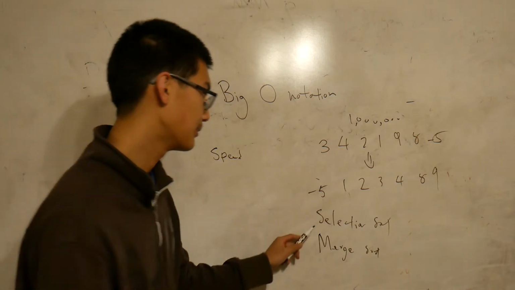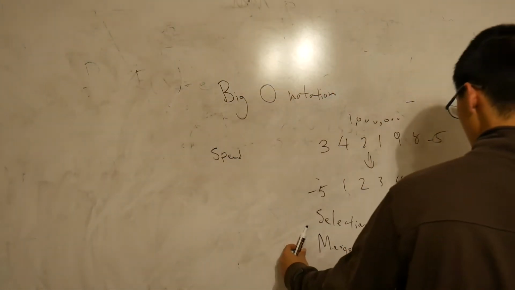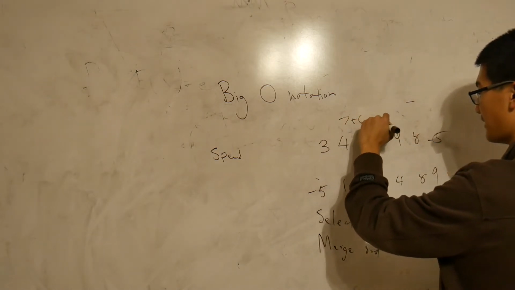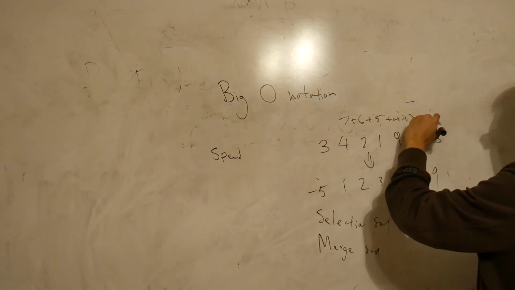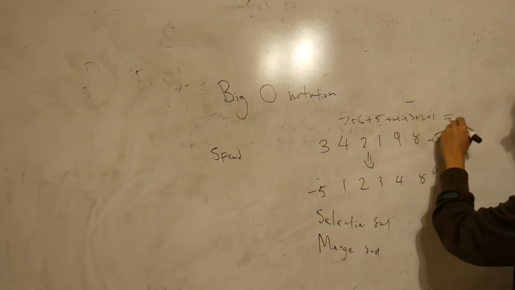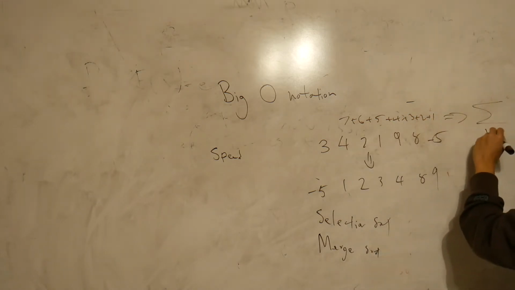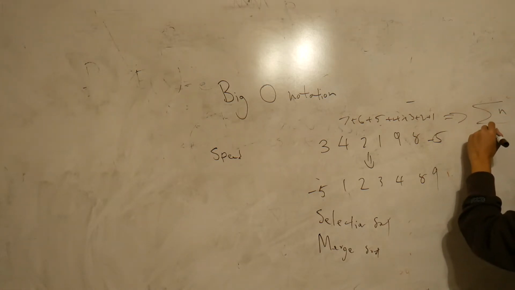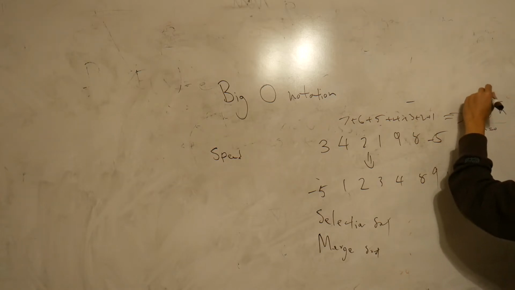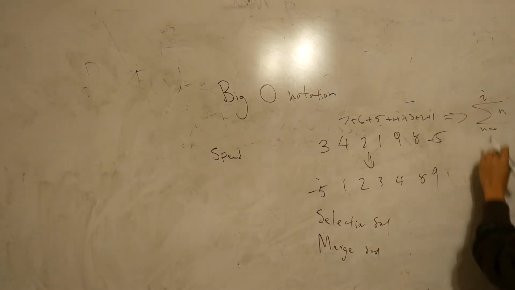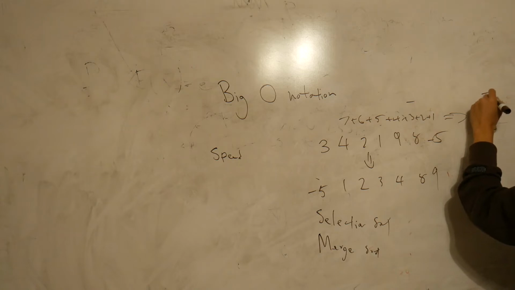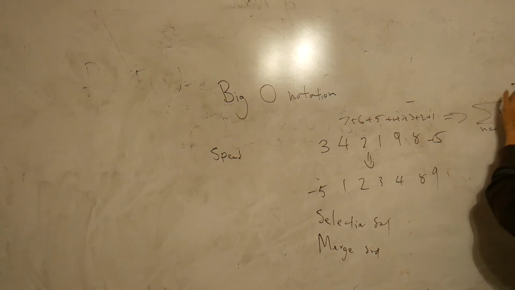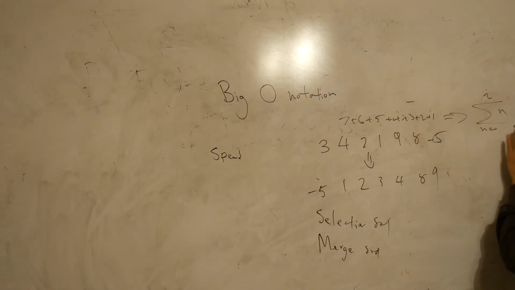So in this first example, selection sort, how many operations were we doing? 7 plus 6 plus 5 plus 4 plus 3 plus 2 plus 1. You might recognize this as the sum of n, from n equals 0 to the amount of elements in the list, right? So we can say this is the total amount.